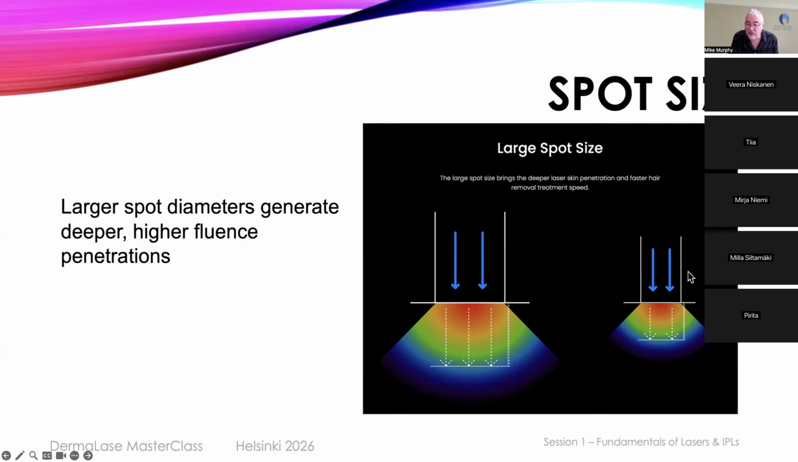So if you've got the same fluence firing at the surface, then with a bigger spot, you get a deeper effect compared to a small spot. So what this tells us is if you're targeting deep things like hair follicles and blood vessels and what have you, then you should always try and use as big a spot as possible to get enough energy deep down there into the dermis. All right. And this effect is entirely due to scattering. That's why small spots don't penetrate as far as big spots.